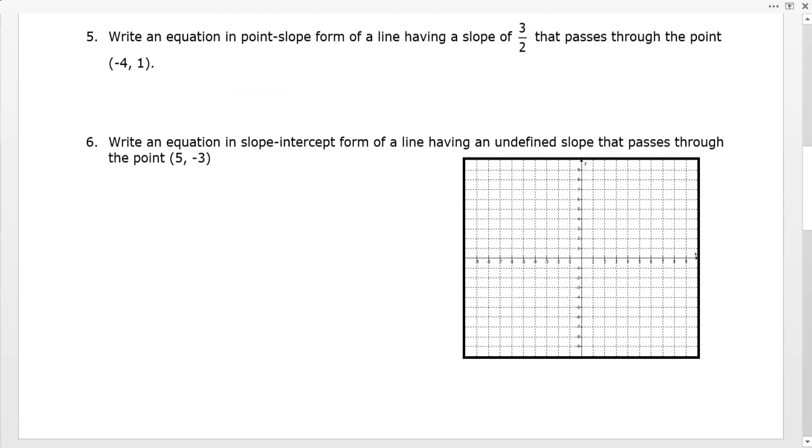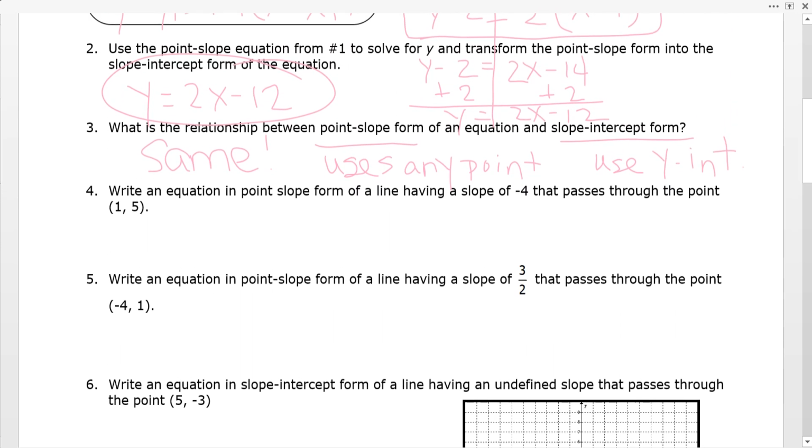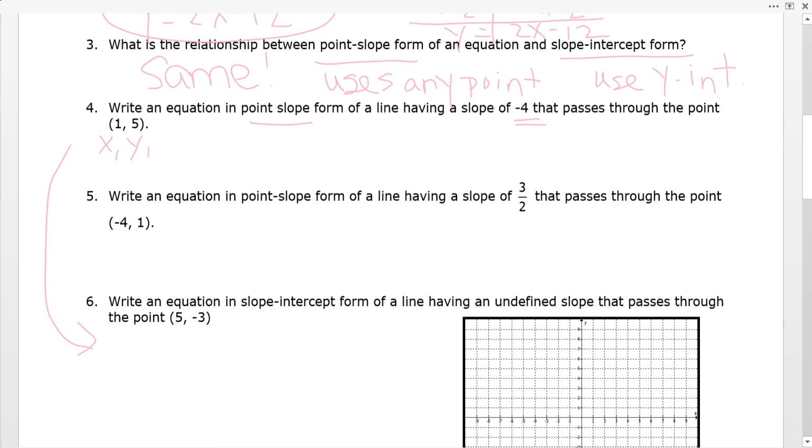So on number 4, I was going to show you on the graph how these are the same. I'm going to use the graph for number 6 when I'm done. So let's go ahead and write the equation in point slope form. My x1 and my y1 are right here. My slope is right here. Okay, so my equation is y minus 5 equals negative 4 times x minus 1.